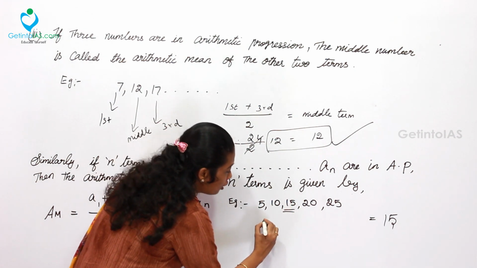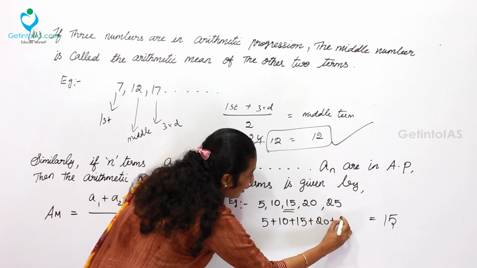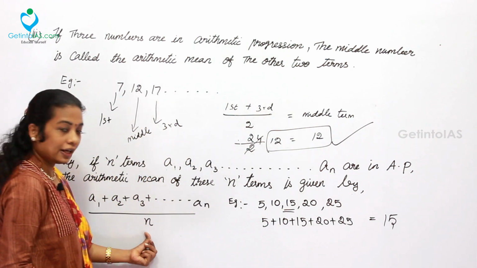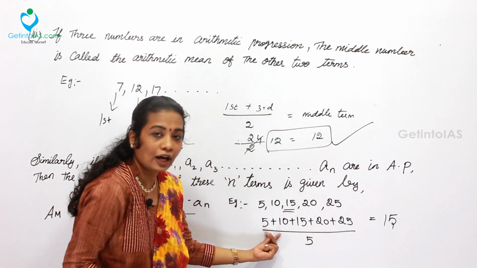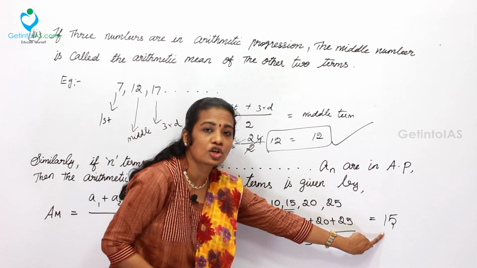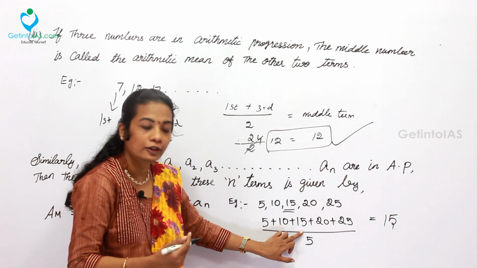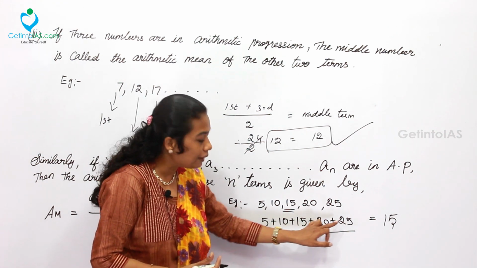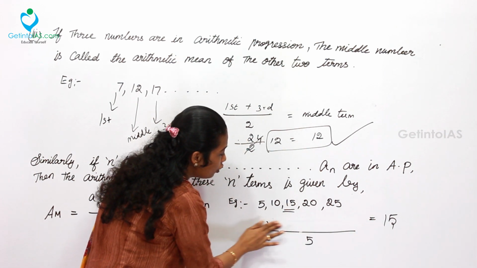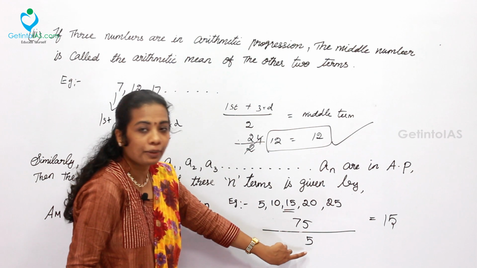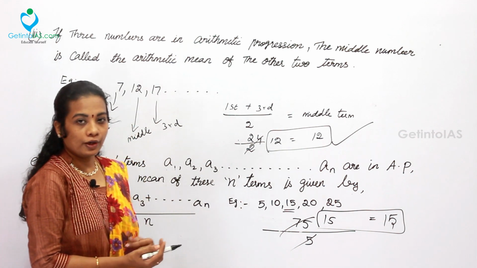I will have to add them up. So 5 plus 10 plus 15 plus 20 plus 25, divided by n. N means how many terms? 5 terms. So the sum of 5 values divided by 5, we are going to check whether it is equal to 15 or not. Yes, 5 plus 10 is 15, 15 plus 15 is 30, 30 plus 20 is 50, 50 plus 25 is 75. So we can write 75 in the numerator. 75 by 5, we can cancel, which is equal to 15. Thus proved the second one.